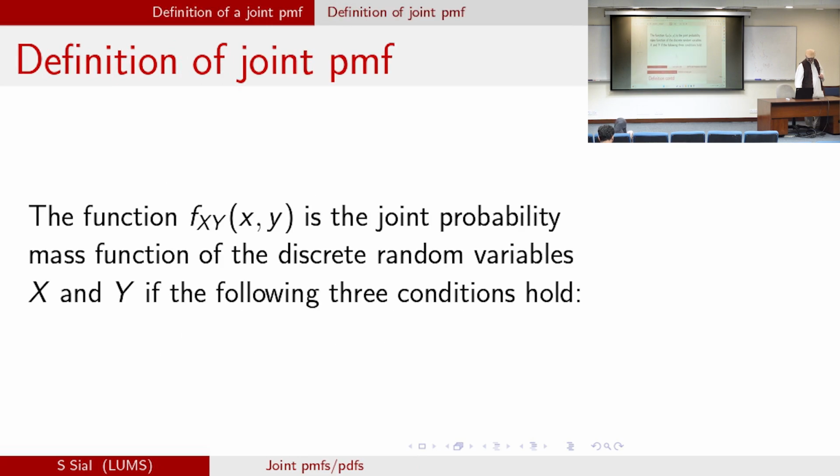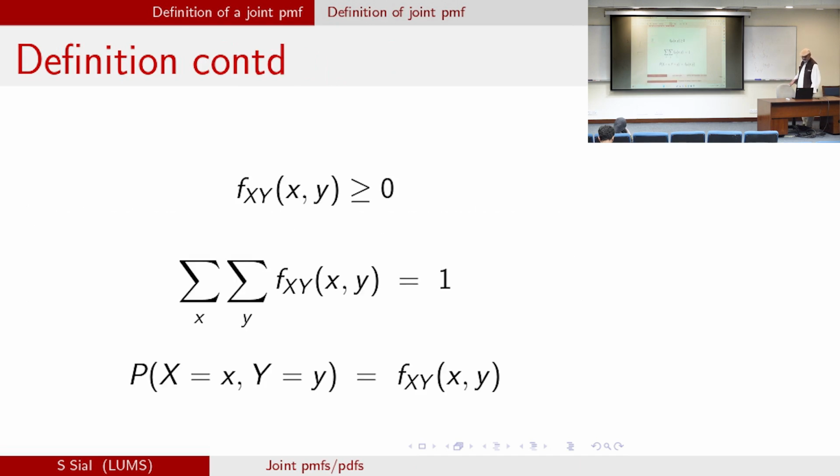Okay, so basically, this joint PMF, the joint probability mass function of the random variables X and Y, has to have these properties. The probability of getting the ordered pair (x, y) must be greater than or equal to 0. Probabilities are always non-negative.